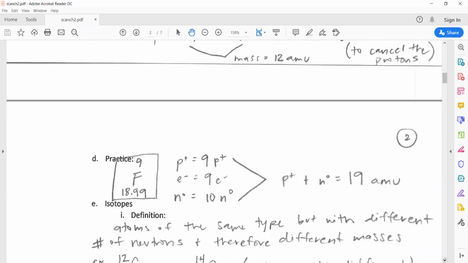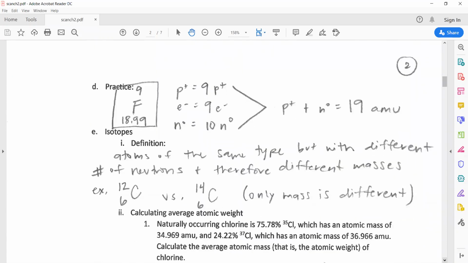So let's practice again. If we look at fluorine, once again on the periodic table, here's what fluorine looks like, 9 and 18.99. Protons automatically 9 because of the atomic number. If it's neutral, the electrons are equal to the protons, so also 9. And then we look at the mass. So if we're looking at number of neutrons, we just round the mass to the whole number. So if this rounds to 19, I know that the protons and the neutrons have to add up to 19. There's 9 protons, so there must be 10 neutrons.